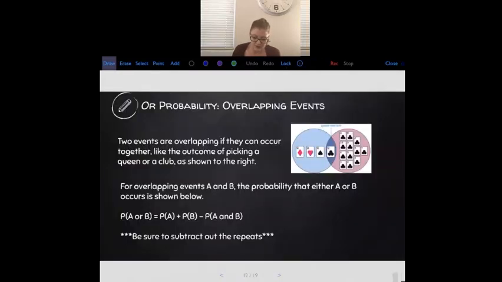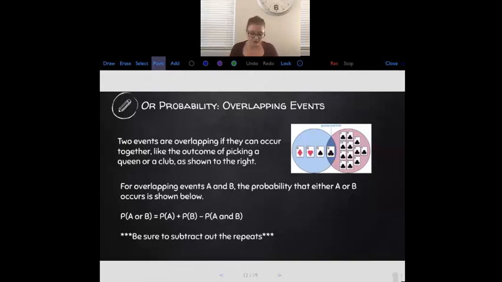Or events, so overlapping. So with or, we can have non-overlapping or overlapping events. 2 events are overlapping if they can occur together, like the outcome of picking a queen or a club. So for instance, there are 4 queens in the deck, the queen of diamonds, hearts, spades, and clubs. And there's also 13 clubs in the deck. One of those happens to be the queen of clubs. So in this case, you can draw a queen that is a club. So this would be a type of overlapping event.